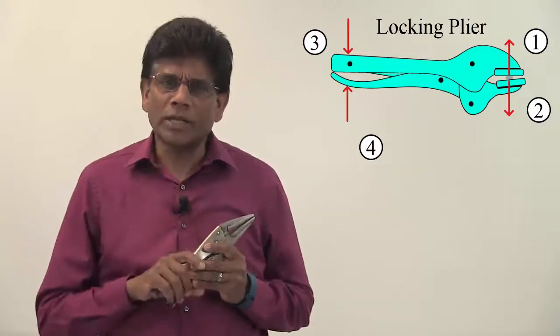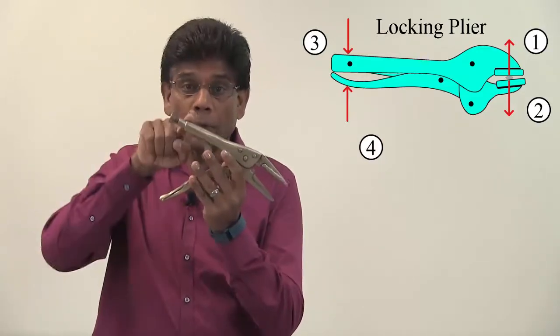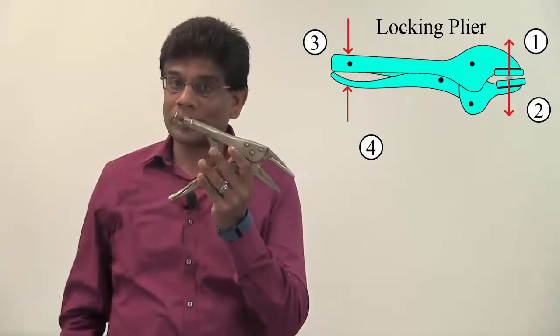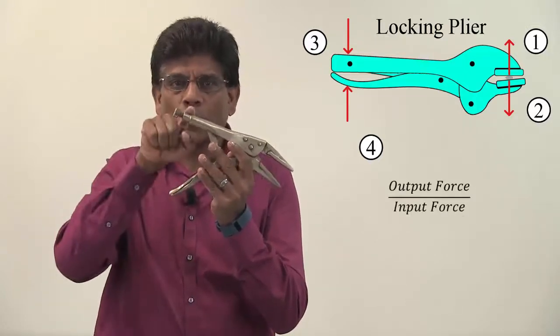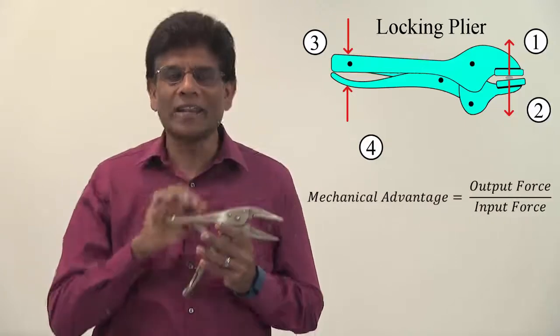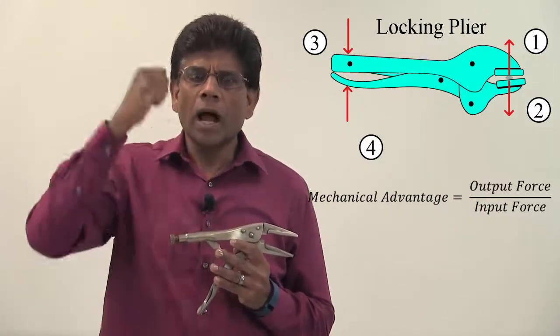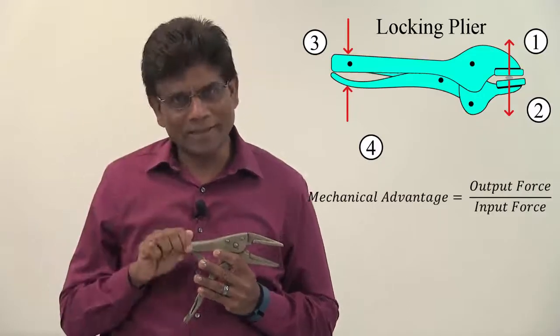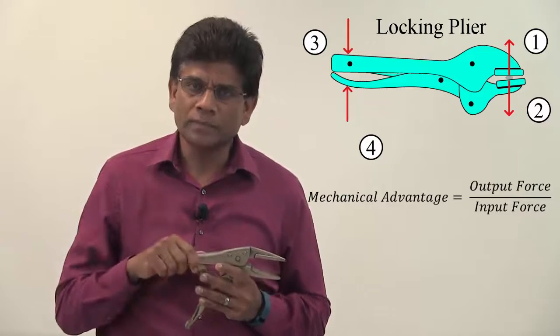When dealing with machines, we also want to calculate the relationship between the input and the output forces. The ratio of output force to the input force is known as mechanical advantage. It's an important concept and a measure of good engineering design. To solve machine problems, we will follow a simple process.